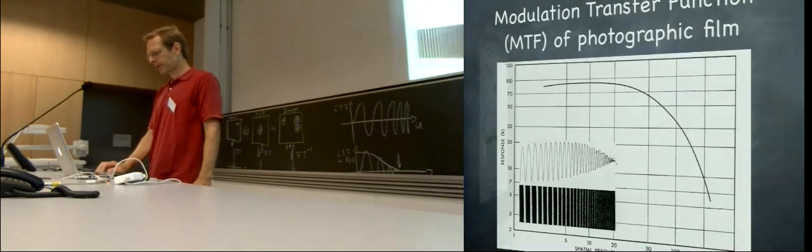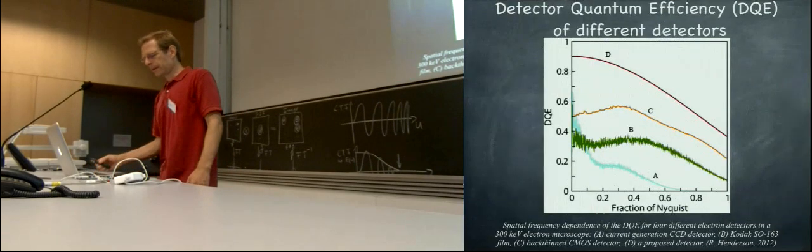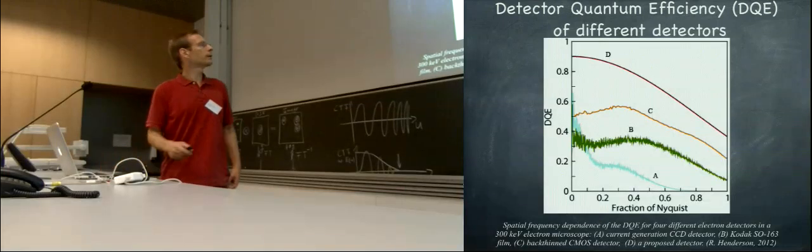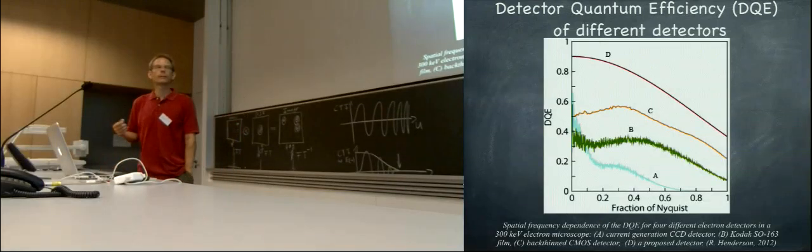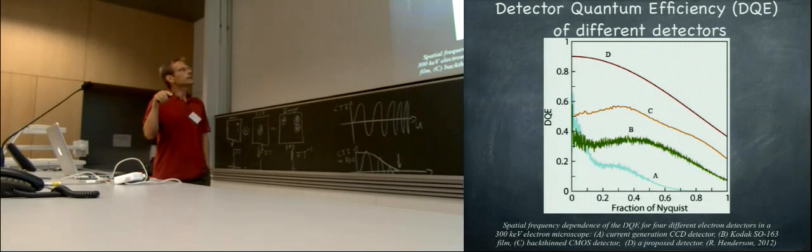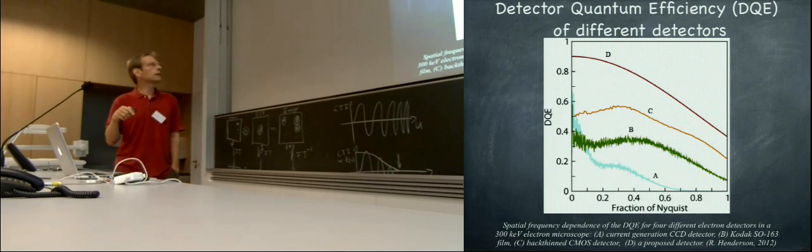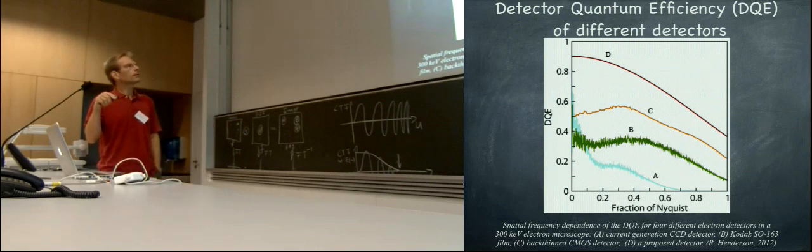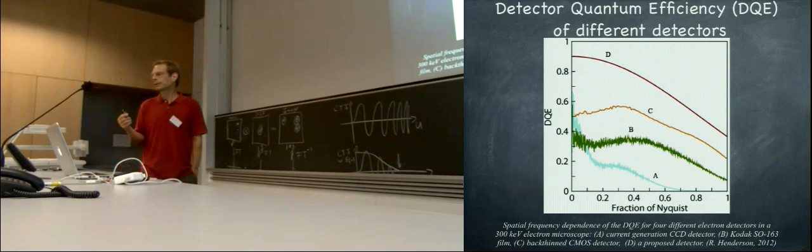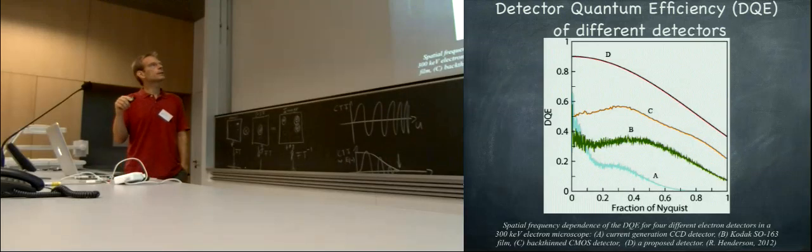And I was speaking about envelope functions. The last envelope function was the CCD camera. And this is a graph that Richard Henderson sent me recently that compares the envelope function. This here is the resolution, and this is it's not the envelope function, it's the detector quantum efficiency, which is something similar. It's effectively the signal-to-noise ratio of your detector as a function of resolution.